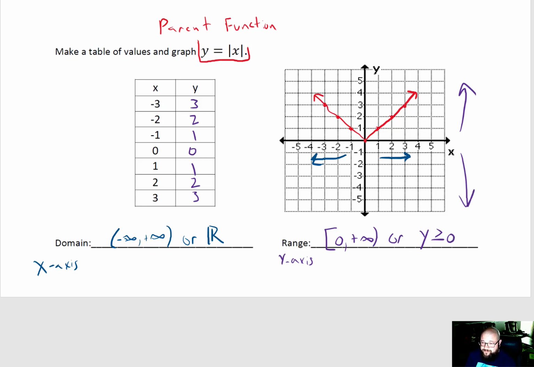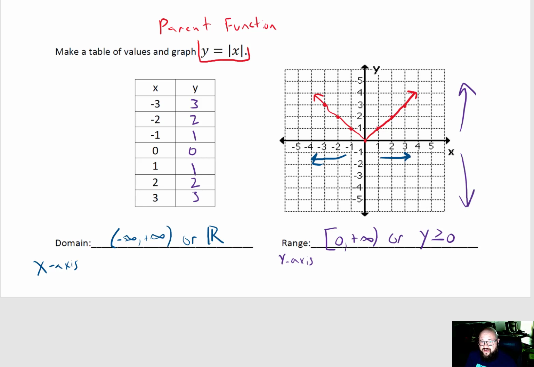In other words, 0 is a point on it because it's equal to, so that's why we got this bracket on the interval notation, and then y is greater than. So in other words, every value greater than or equal to 0 would describe the range of this function. Okay, so that's the parent function of the absolute value.